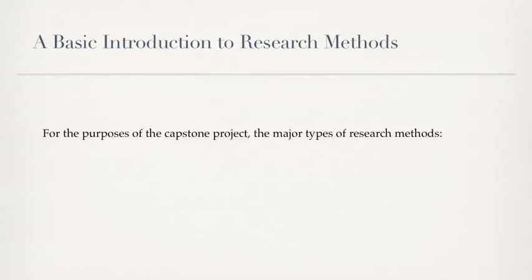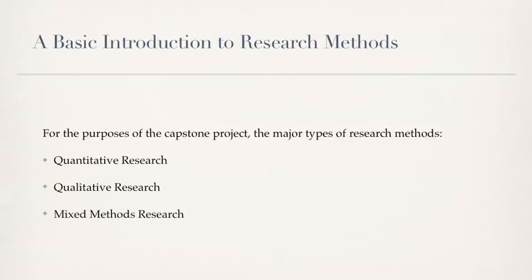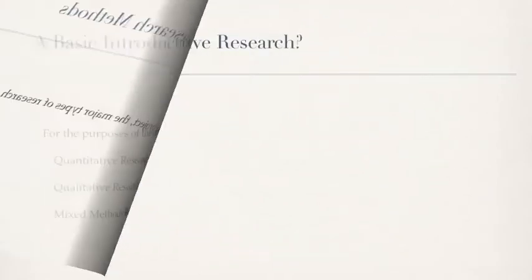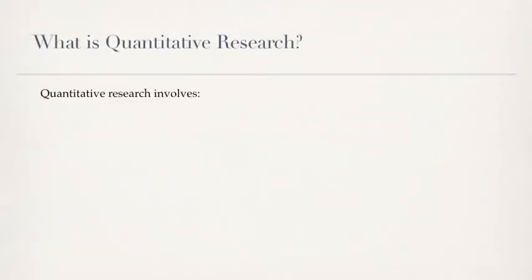So for the purposes of a capstone project, the major types of research methods you're going to need to know and discuss are quantitative research, qualitative research, and mixed methods research. And mixed methods research is really a combination of qualitative and quantitative research. In the next few slides, I'm going to give you a brief overview of each of these. So let's take a look first at quantitative research.